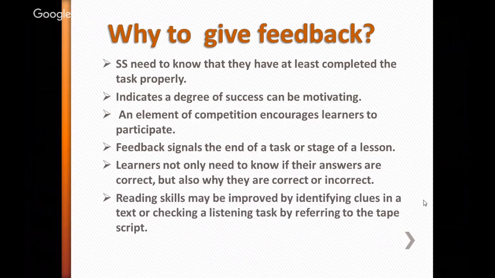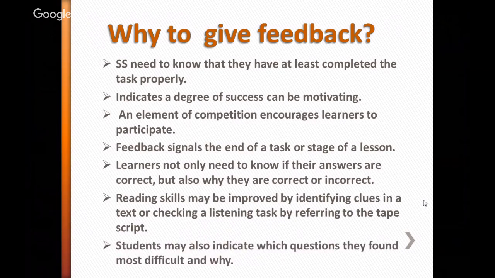Reading skills may be improved if you give feedback and send students to read the tape script or check the listening task, check the reading task while reading the text itself. And students may also indicate which questions they find most difficult and why, which is very helpful for teachers because they know what to plan for the next lesson.